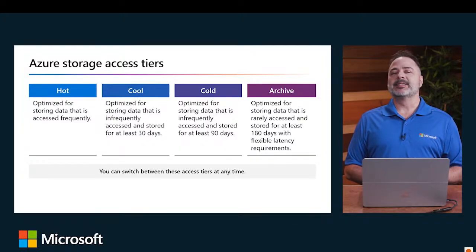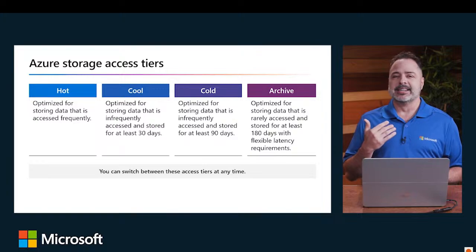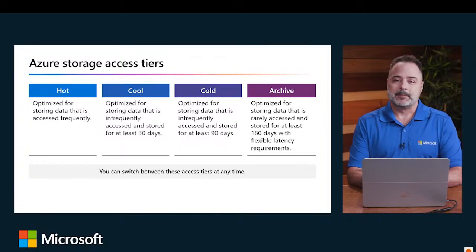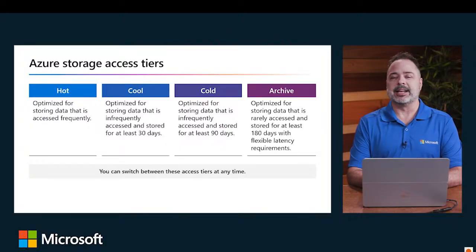Overall, these are relatively cheap costs, but we need to select the appropriate access tier for our use case to minimize these costs. Starting with the hot tier. The hot tier is designed for data that is accessed or modified frequently. It has the highest storage costs, but the lowest access costs, making it ideal for active data.